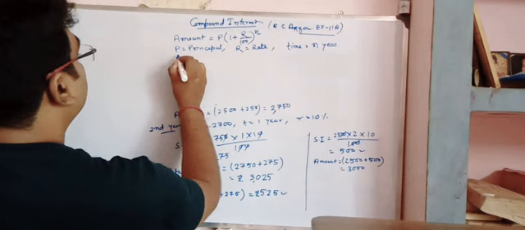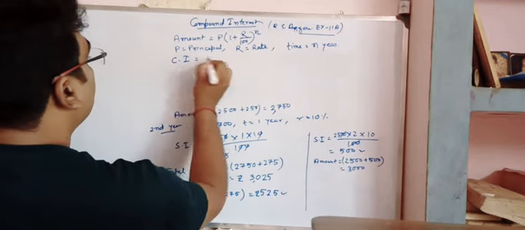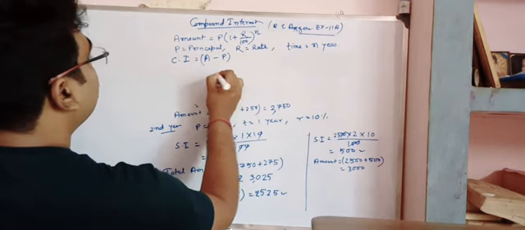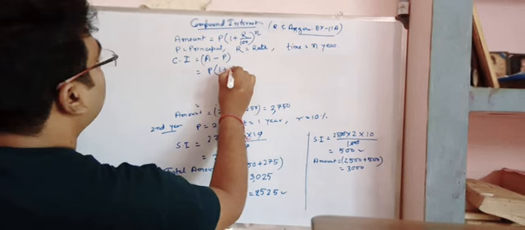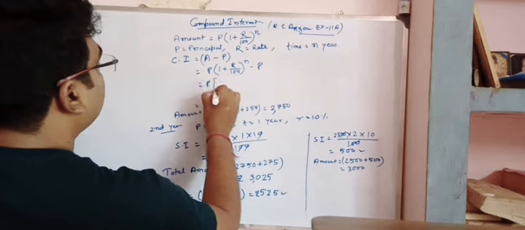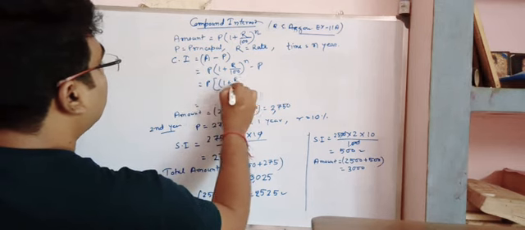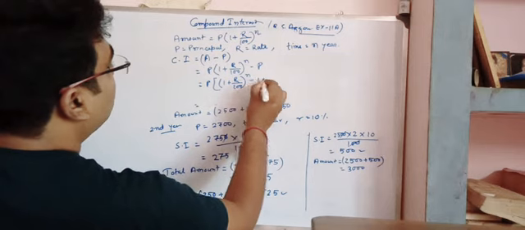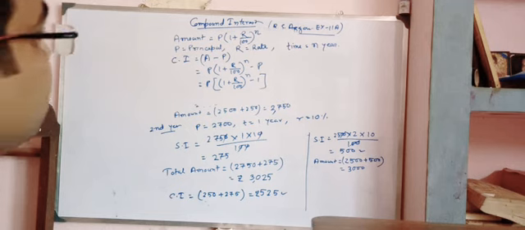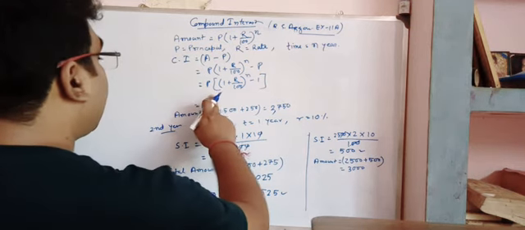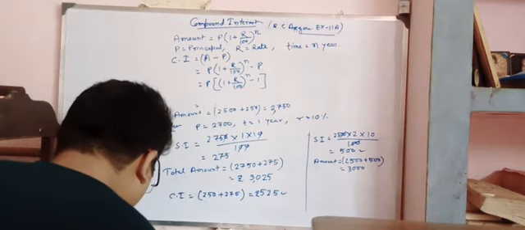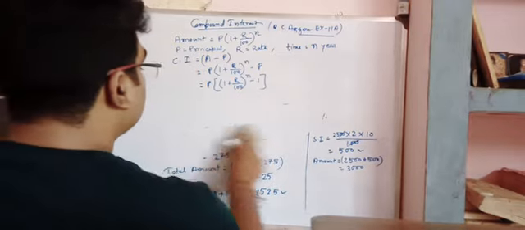Next, compound interest. What is compound interest? Amount minus principal. That is my compound interest. That is P into 1 plus R by 100 whole to the power n minus P, which is P into 1 plus R by 100 whole to the power n minus 1. So that is my required compound interest. Do you understand? So now we have to directly find this compound interest by putting in this formula, so that we do not have to make any two lines.